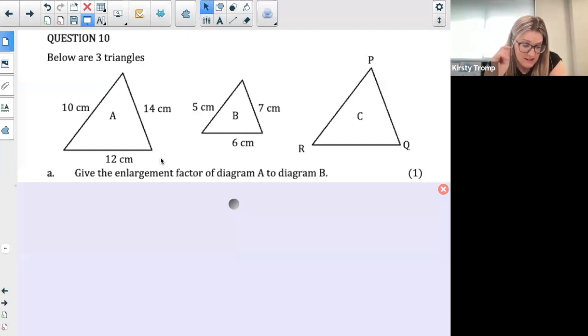The first thing you're doing is giving the enlargement factor of diagram A to diagram B. So I'm just reminding you, you're looking at what did you do to diagram A to get to diagram B? Go and have a look. What did you do to diagram A to get to diagram B? All right, I'm seeing some answers in the chat.